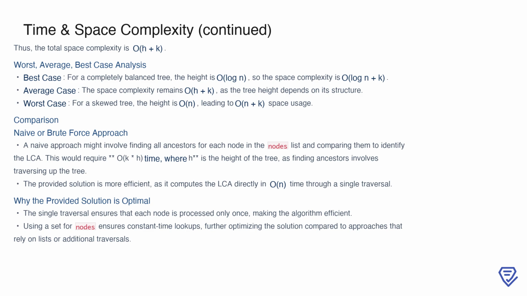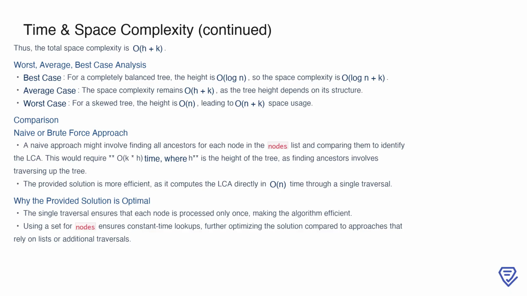A brute force method might involve finding all ancestors for each node in the nodes list and comparing them to identify the lowest common ancestor. This would require O(k * h) time, where h is the height of the tree, as finding ancestors involves repeatedly traversing up the tree.